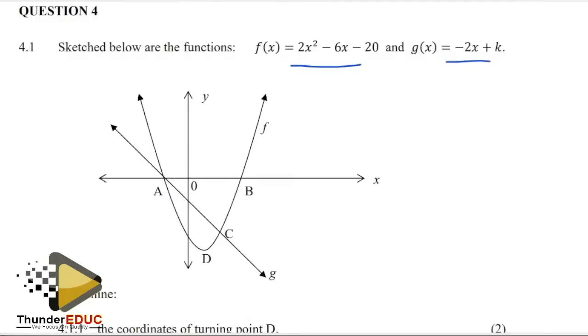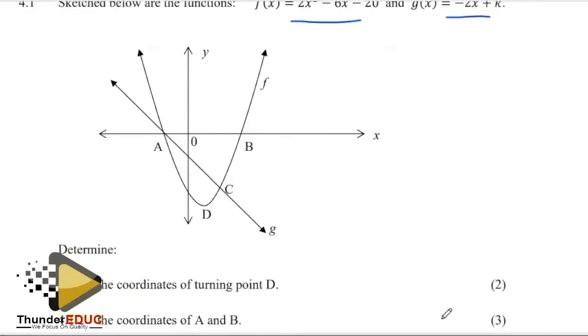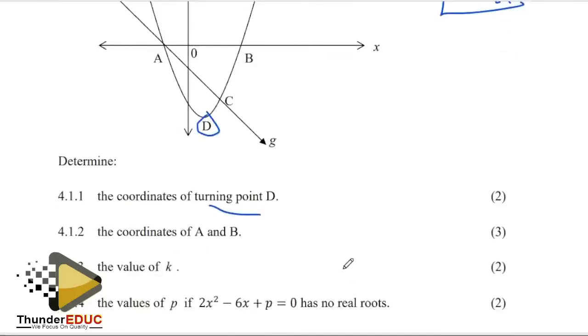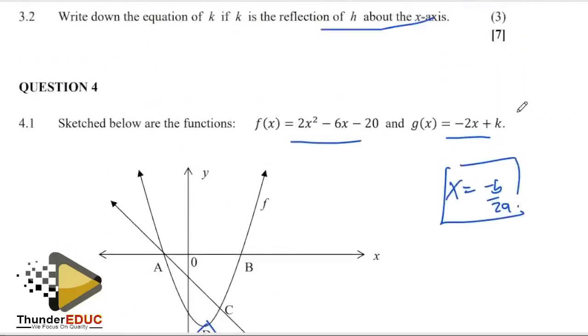Then one other thing I need to really emphasize, let's say the turning point of D. So turning point, you know what to do. Axis of symmetry, x is equal to negative b over 2a. We need to remember that as well. And then for us to get the coordinates of A and B, those are intercepts. We mentioned that upwards. And then the value of k, we think that k is the y-intercept.